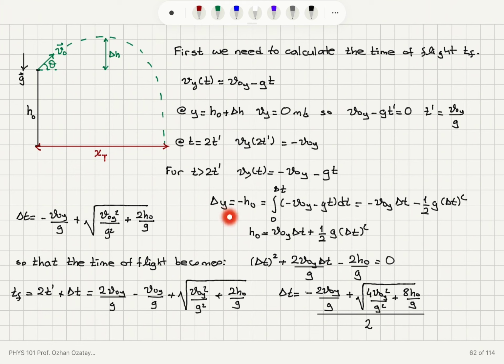So this is basically a displacement of minus h0 that's traveled with an initial velocity y component minus v0y, minus gt, the acceleration, minus g times t. So solving this equation, we find that delta t is given by the root of this quadratic equation here, and the total time of flight is 2t prime, the time to reach the maximum height and the time to reach the level where it was thrown, and then the additional time required to fall all the way down.